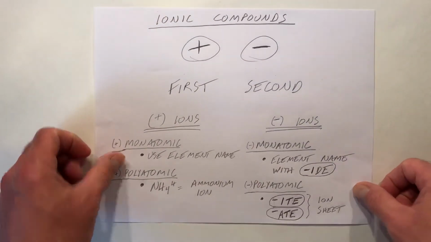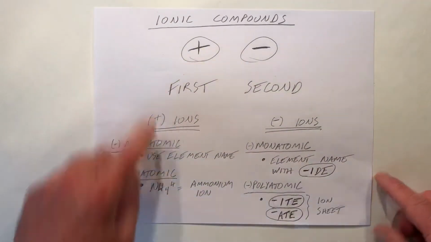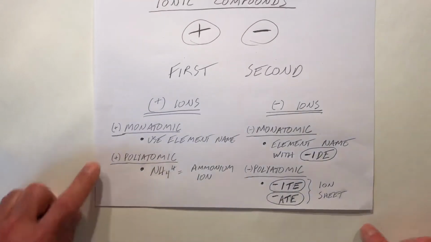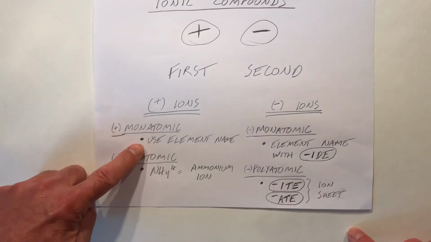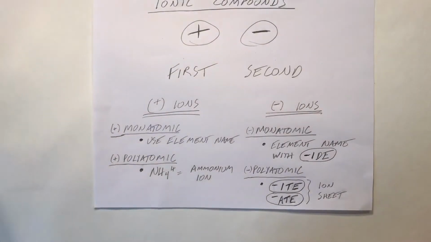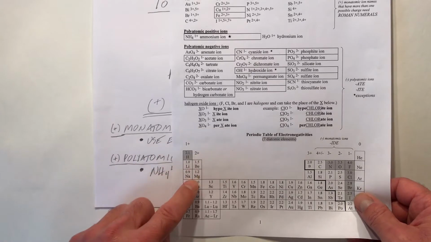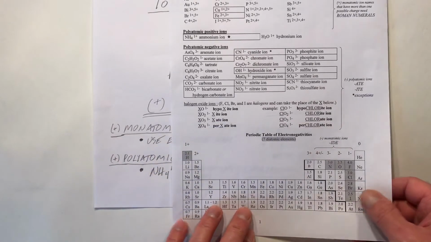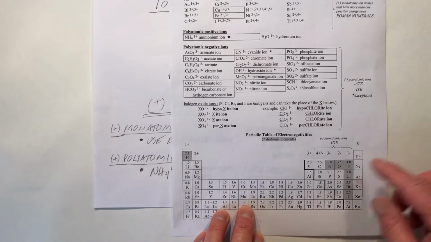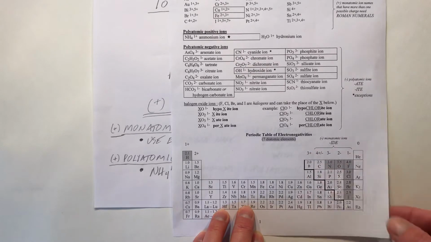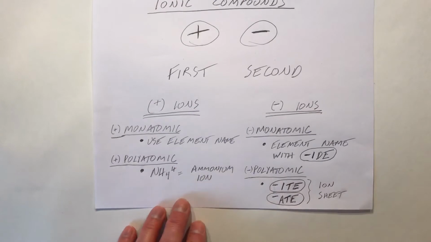Ionic compounds are of course made of ions, and they're written with the positive ion first, negative ion second. For positive ions, if they're monatomic, we just use the element name to name those ions. So for example, Na1+ is sodium ion, Mg2+ is magnesium ion, Al3+ is aluminum ion, and so on. We just use the element name for those ions.